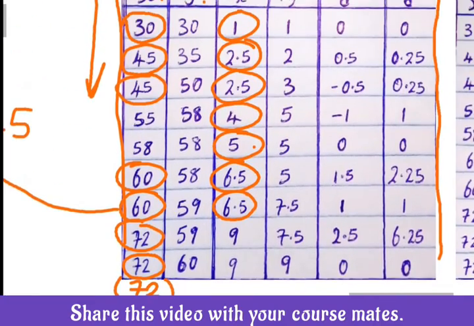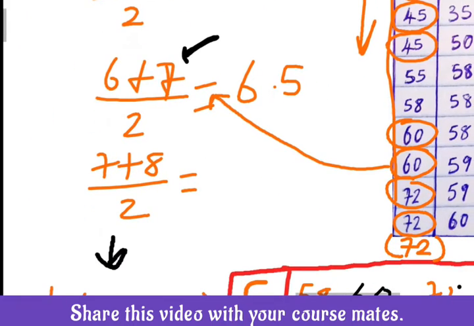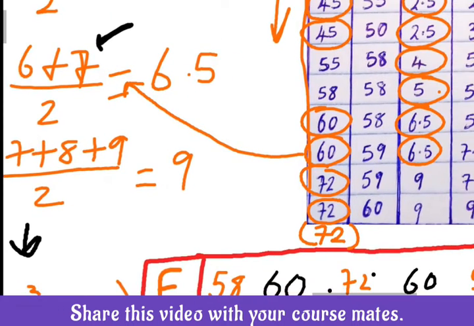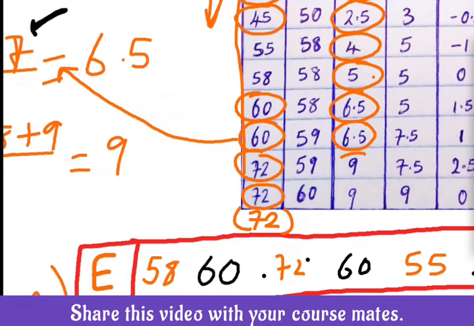All right, so now 7 plus 8 plus, then the next 72 we have the rank of 9. So 7 plus 8 plus 9 will give us 27. So 27 divided by 3 will give us 9. So that is why we are having 9, 9, 9, and there's going to be another 9 here, because the table has to be complete.